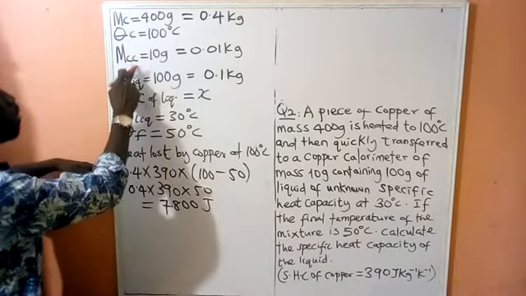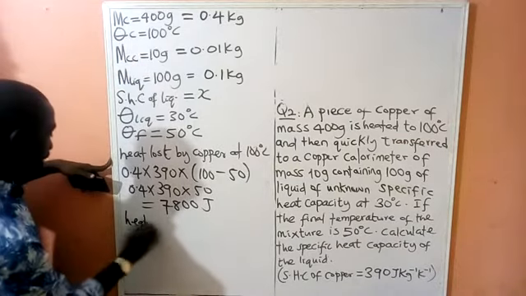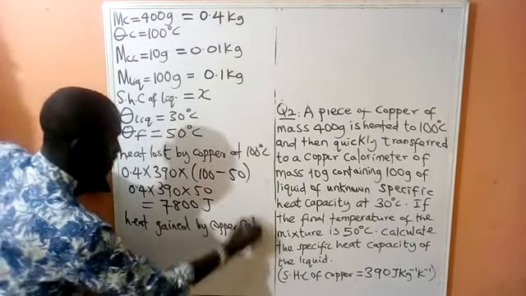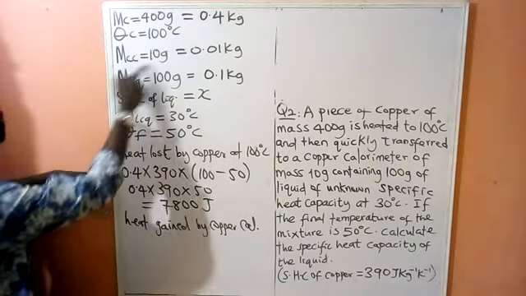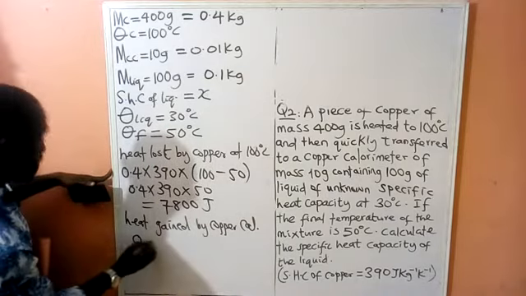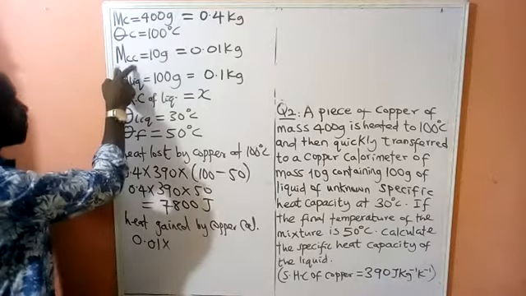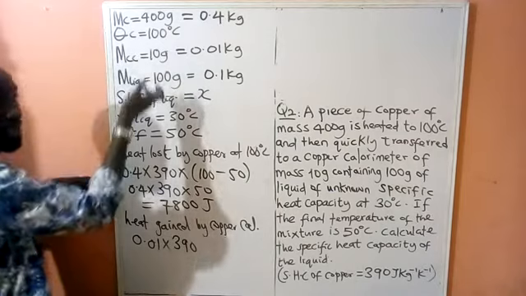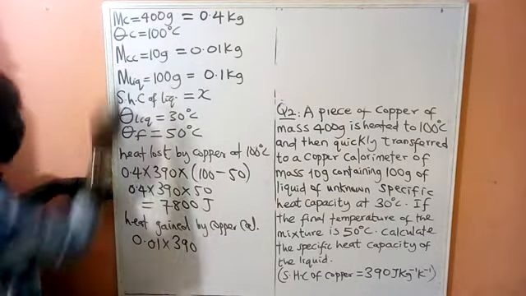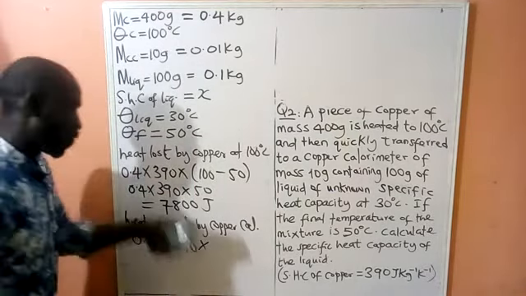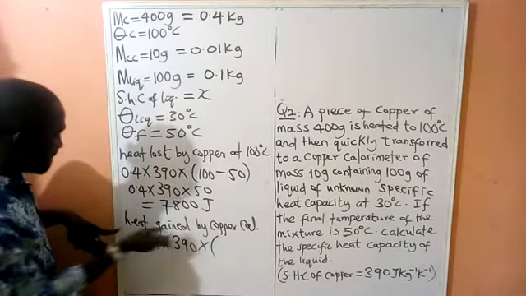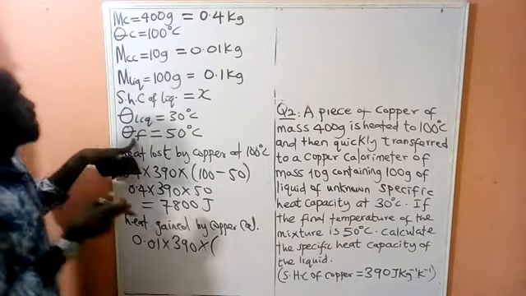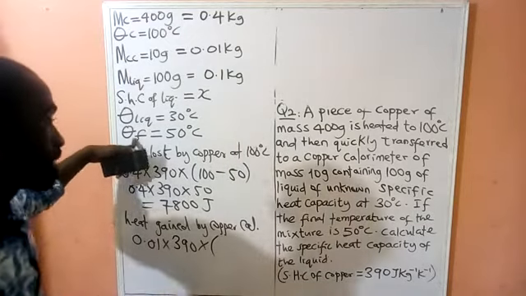So what's the next thing? The copper calorimeter will gain heat. So heat gained by the copper calorimeter is the mass of the copper calorimeter, 0.01, multiplied by the specific heat capacity of copper, 390, because this is a copper calorimeter and it contains copper, multiplied by its temperature change. What will be its temperature change? Because this body is gaining heat, the final temperature of the mixture will be more than its own temperature. Where is the temperature of the copper calorimeter?